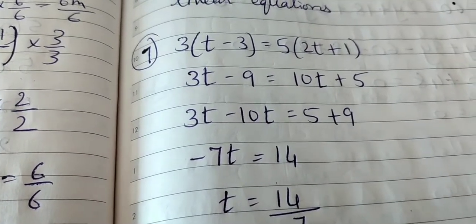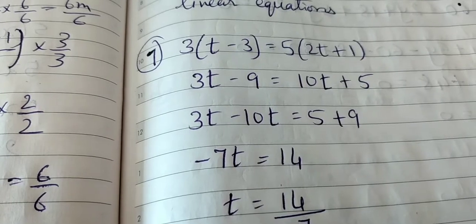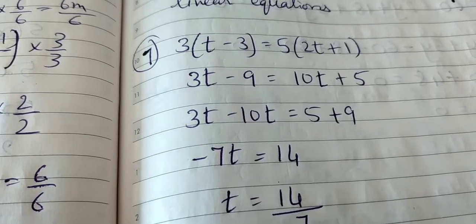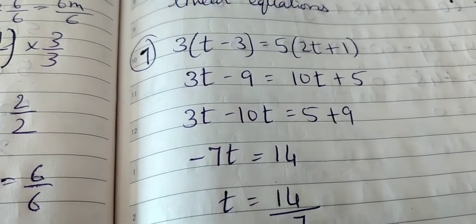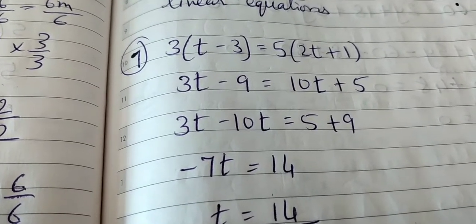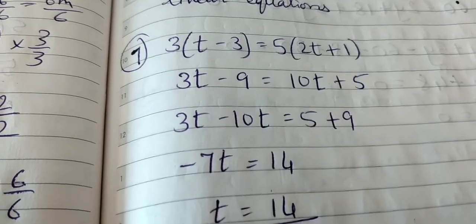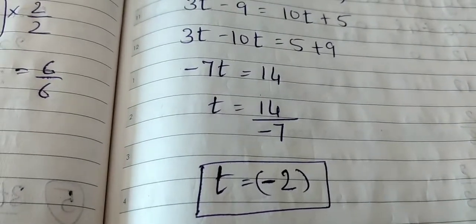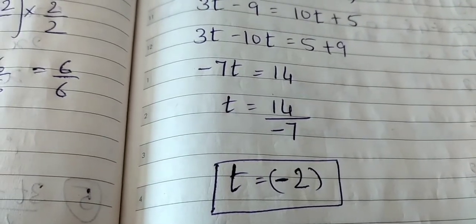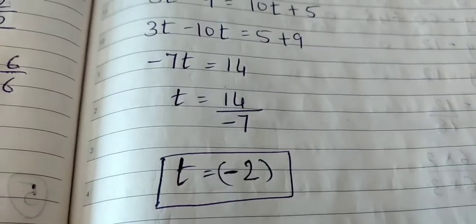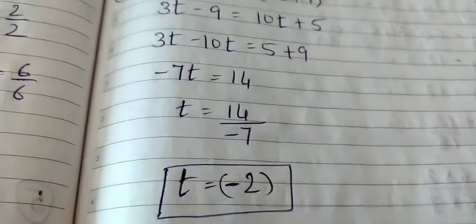You can see 3 is multiplied to t minus 3, and 5 is multiplied to 2t plus 1. Open the bracket, multiply 3 to both the terms, and same way 5 is multiplied to both the terms, so you get 3t minus 9. 5 2s are 10, t plus 5 1s are 5. Take the like terms together, and so we get t is equal to minus 2. After explaining 10 to 15 sums like this, hope you have understood how we got t is equal to minus 2.